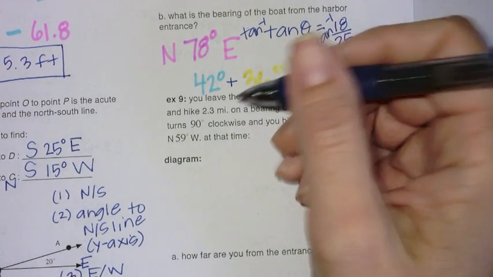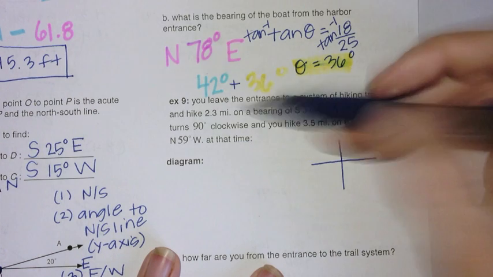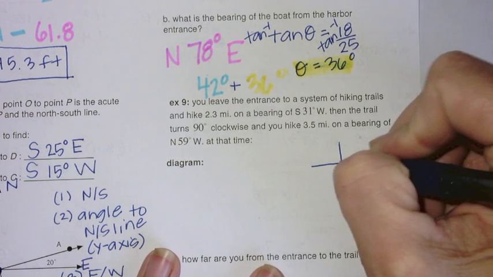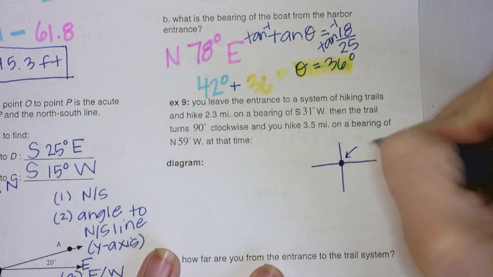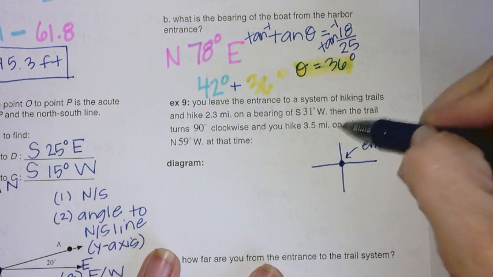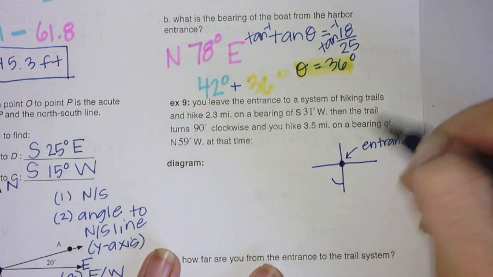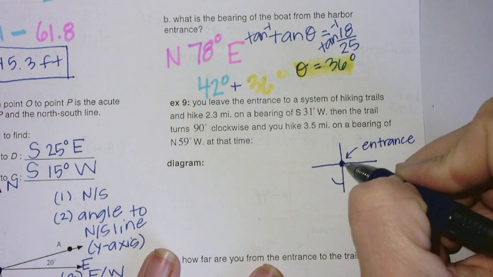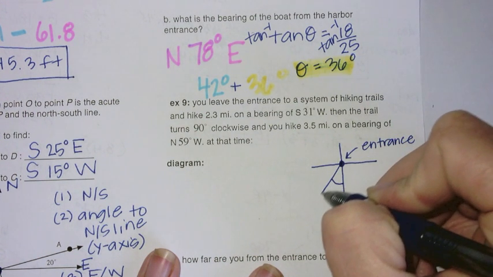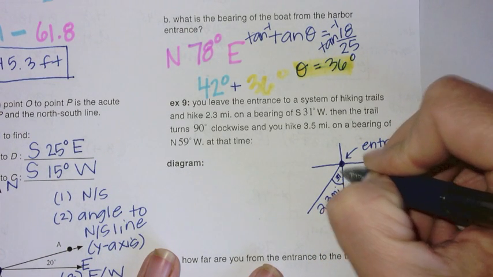So example 9 is very similar. It's just talking about hiking instead of a boat. So I'm starting it right here because I know where this problem is going, but you leave the entrance to a system of hiking trails. So right here is your entrance. And hike 2.3 miles on a bearing of south, 31 degrees west. So this is 31 degrees. And you go 2.3 miles, and that's 31 degrees.